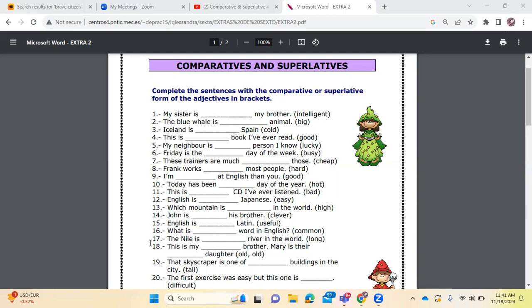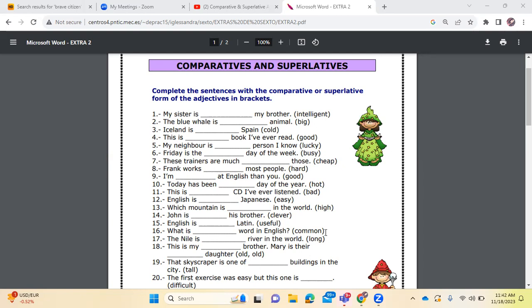Number 16. What is blank word in English? We are talking about one, right? We have to use the superlative form. The superlative form of common is the most common. You can't say commonest. That is wrong. What is the most common word in English?